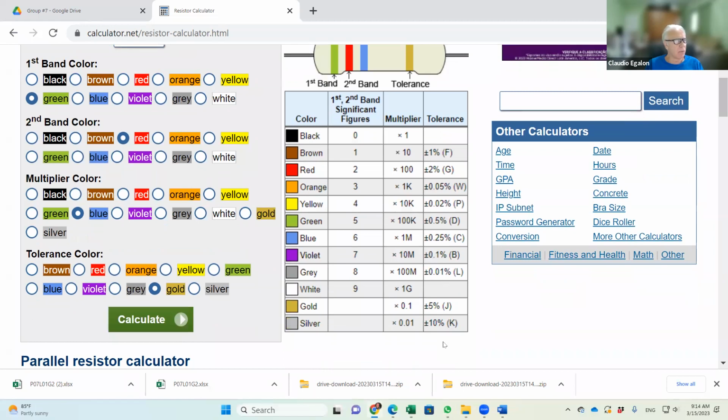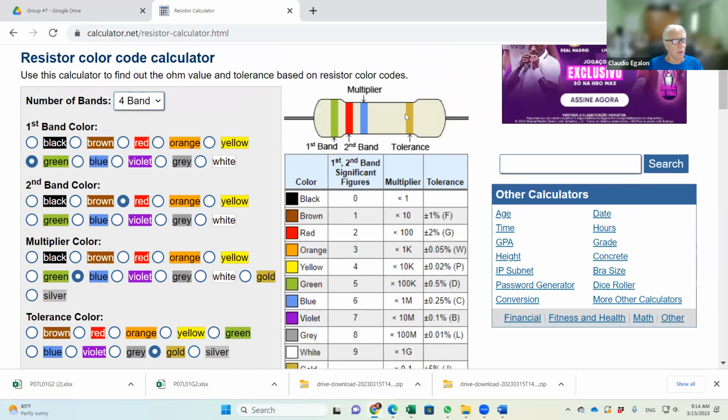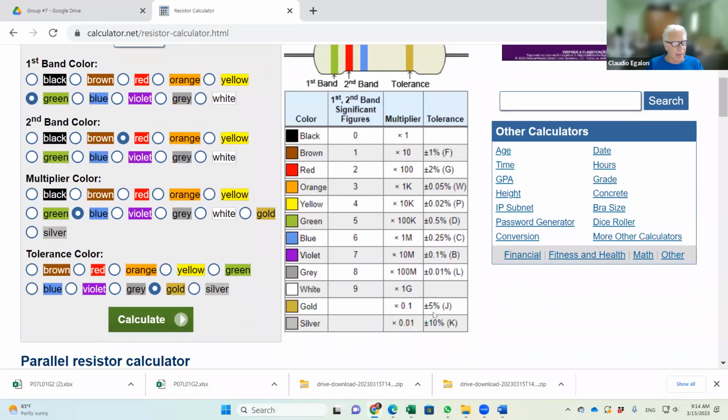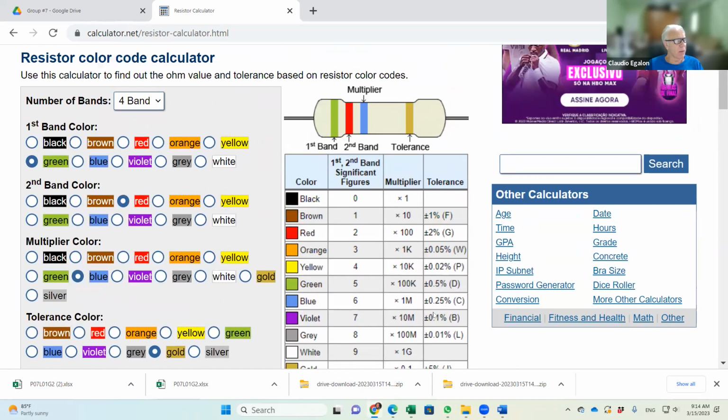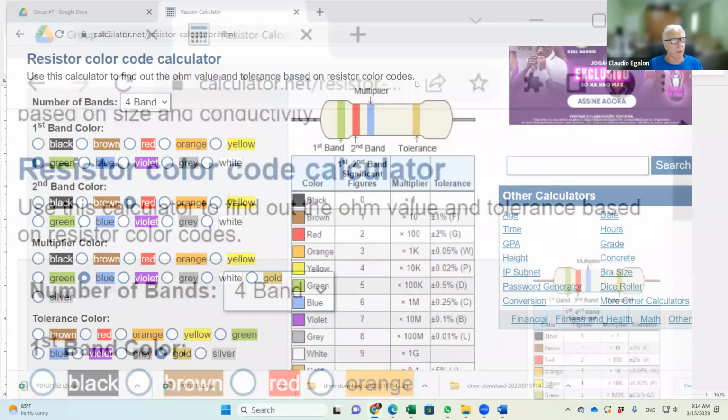Okay, just the tolerance. So this one, which color is this one? I would say this gold. This color here is gold. So if you look here on this table, gold, we have a tolerance of 5%, plus and minus 5%. And what does it mean by tolerance? I'm gonna walk you through that.